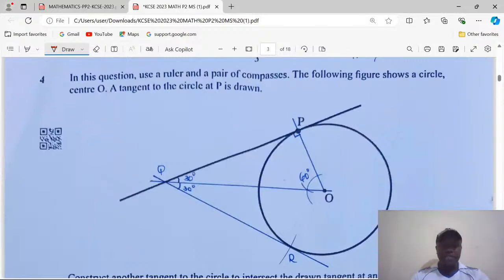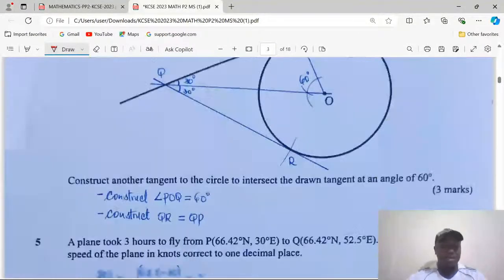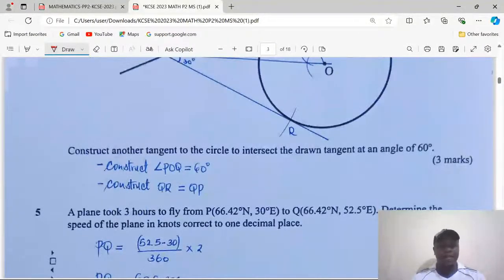Number 4, in this section, use a ruler and a pair of compasses. That means there will be no measurement of angles using protractors. The question proceeds to tell us that the following figure shows a circle, center O, a tangent to the circle at P is drawn. As you can see, this is a tangent to the circle at P. Then construct another tangent to the circle to intersect the drawn tangent at an angle of 60.